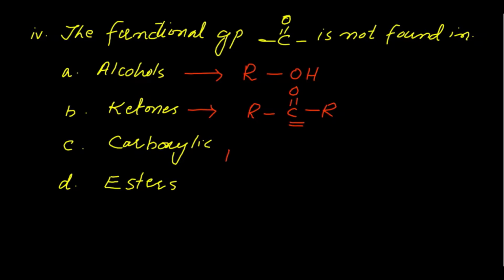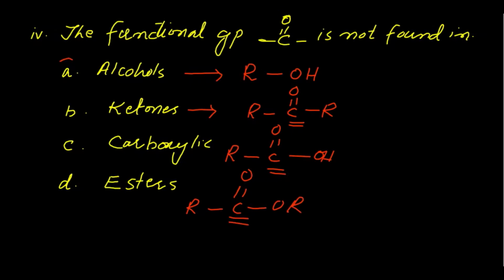Similarly, for option C, carboxylic acid, we write the general formula R C double bond O OH. This is the general formula for carboxylic acid. Here we can notice the carbonyl group is present. Similarly, esters: we write the general formula for esters. It is R C double bond O OR. In esters, we can notice the carbonyl group is present.